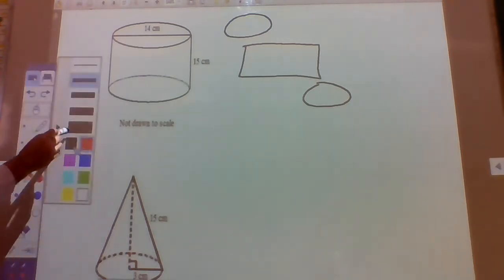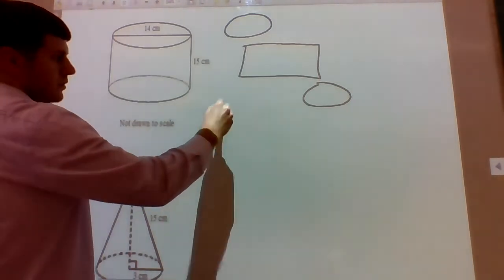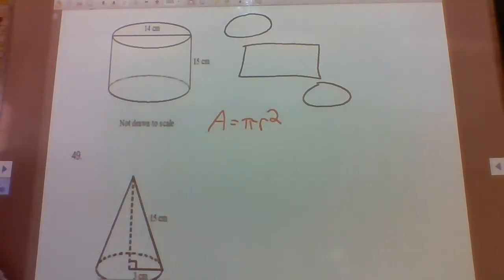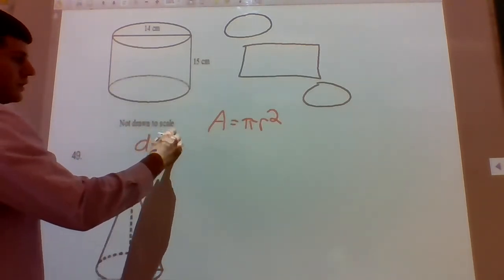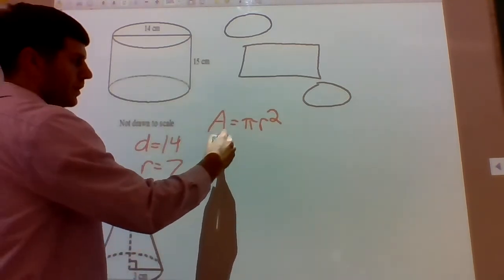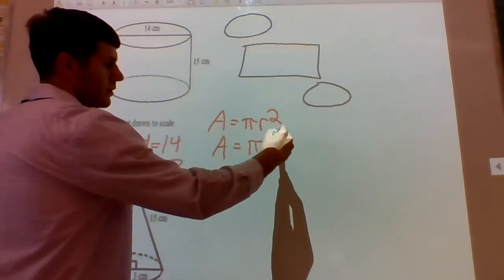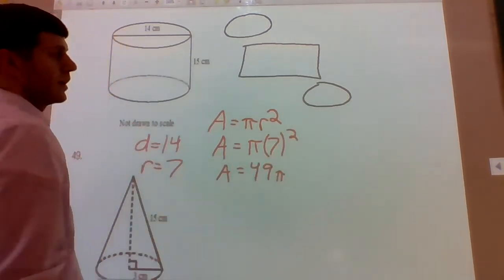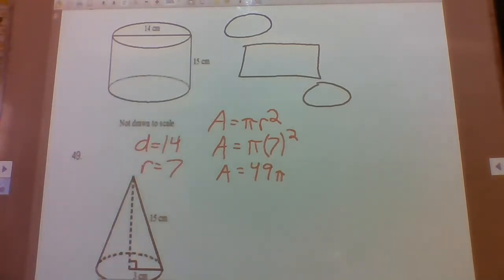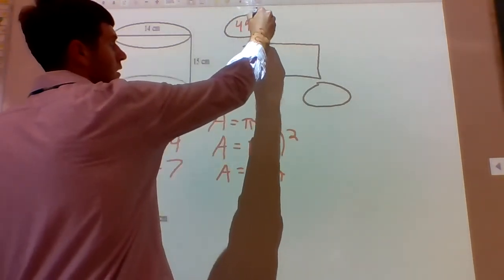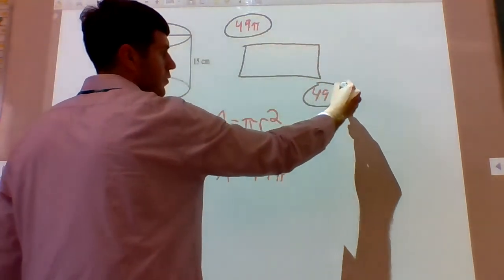So let's start with the circles. Well, area of a circle is pi r squared. Okay. We're given a diameter, so our diameter is 14, and we know a radius is half the diameter. So our radius is going to be 7. So the area of this circle is going to be pi times 7 squared, which is going to be 49 pi. The question wanted us to leave it in terms of pi, so I'm not going to multiply that out to a decimal. I'm going to leave it as 49 pi. We know we have 2 circles, so the area of this circle is 49 pi. This circle is the same size, so it's also going to be 49 pi.